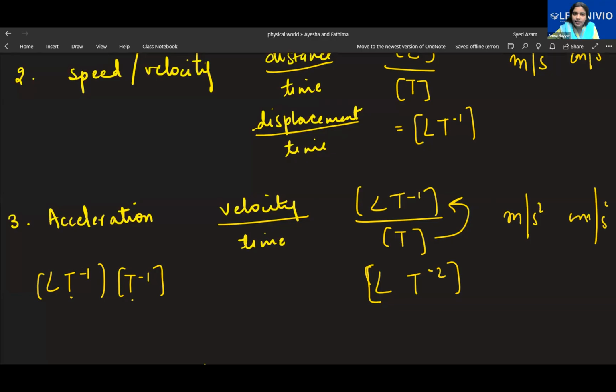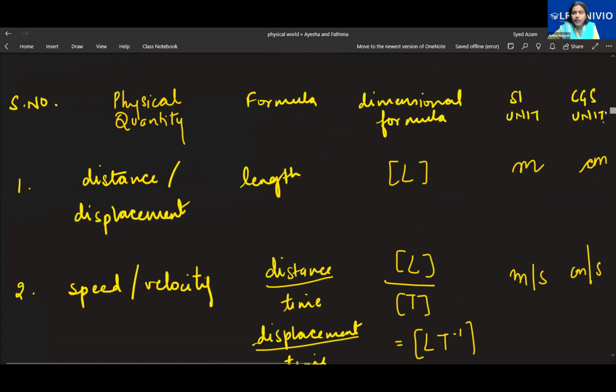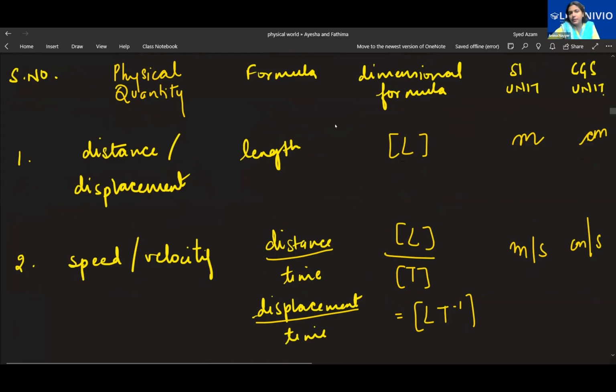Got it, class, till the 3? Yes, ma'am. Okay, make a proper table for this because these things are asked in the exam. Write it and just text me done.